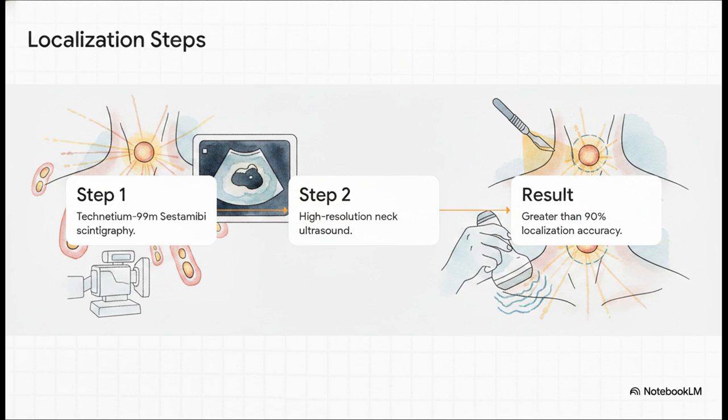Question 12. How exactly do we localize a parathyroid adenoma before heading into surgery? We run a very specific 2-step imaging protocol. Step 1 is a technetium-99m sestamibi scan. The radiotracer actually concentrates right in the hyperfunctional mitochondria of the adenoma. Step 2 is a high-resolution neck ultrasound. When you combine these two modalities, you get a localization accuracy of greater than 90%. That's what allows surgeons to perform a focused, minimally invasive parathyroidectomy on just one side of the neck.